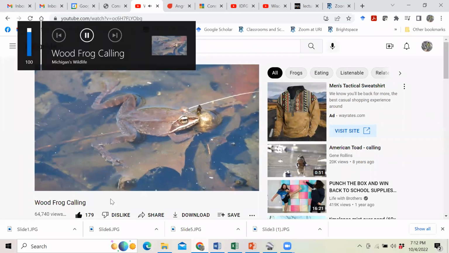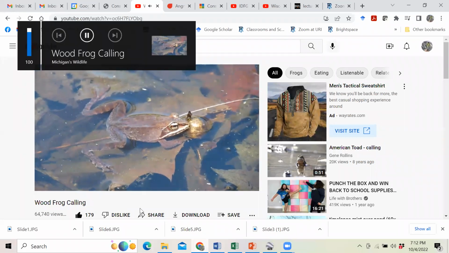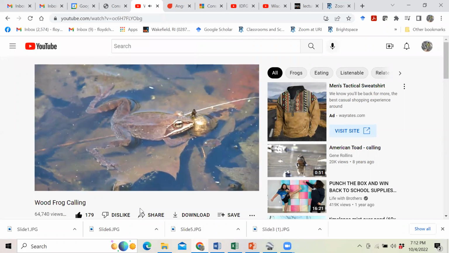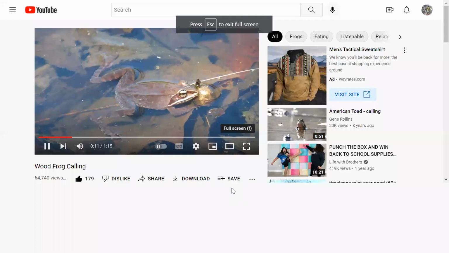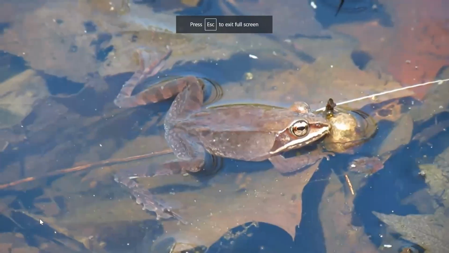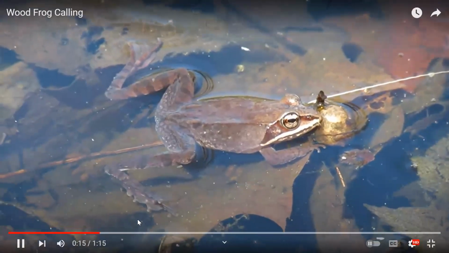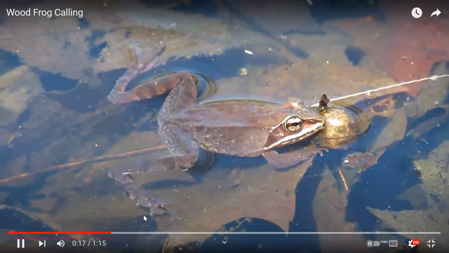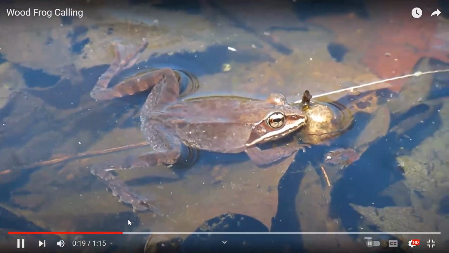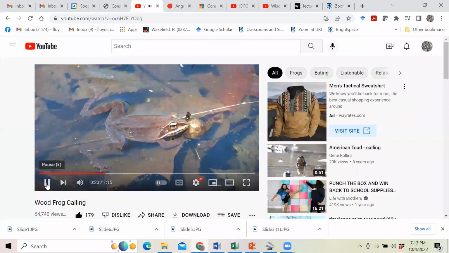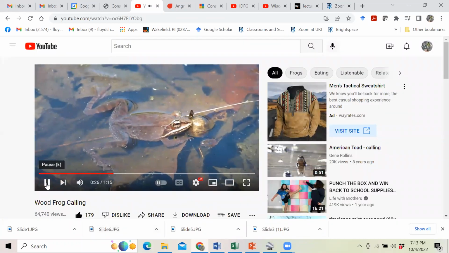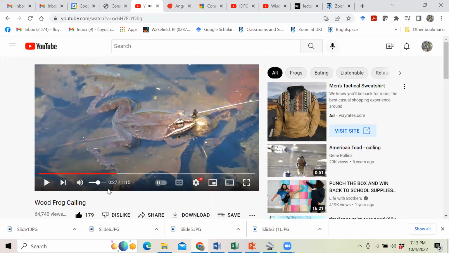I'll call them chuckles. I hear wood frogs. You know, when you hear wood frogs, you know winter's back in focus. We're headed into spring. Now, so we say the wood.